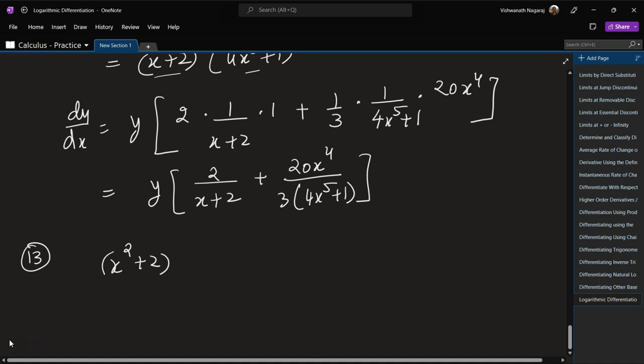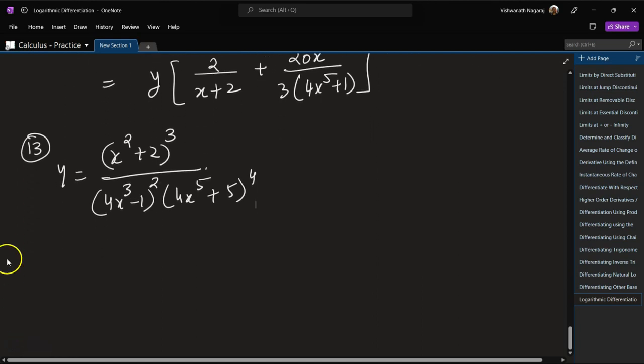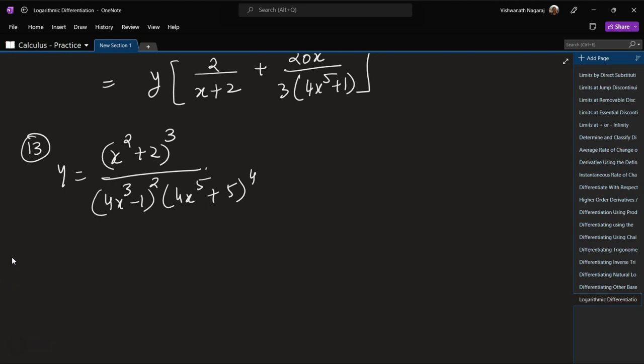So x square plus 2 cube divided by 4x cube minus 1 times 4, and here we have square 4x to the power of 5 plus 5 to the power of 4. So you can imagine if we use the quotient rule, there'd be a lot more algebra that we will have to do. Okay, so dy by dx is equal to, remember this will be e to the power of ln of this entire thing. So which means this will become 3 ln x square plus 2 minus this plus this, right?